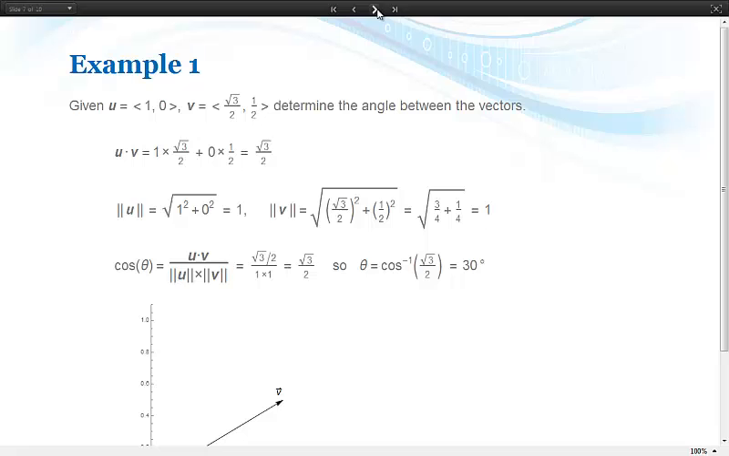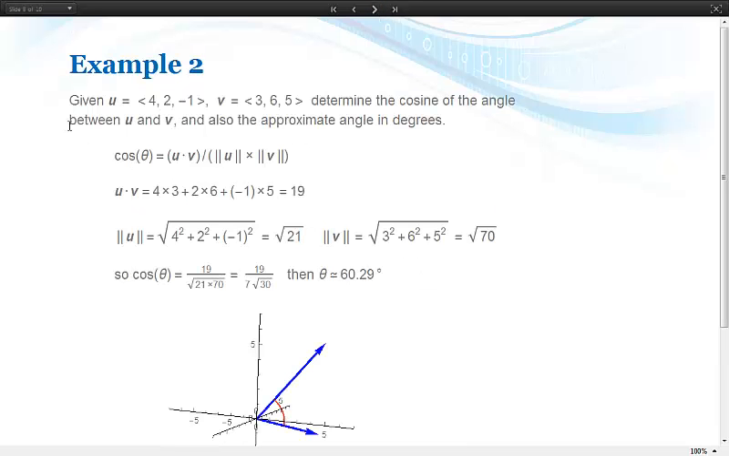We'll do another example that doesn't come out so nicely. Given a vector u in three-dimensional space, that is a vector in R3 with coordinates 4, 2, and -1, and a vector v with coordinates 3, 6, and 5, we can determine the exact value of the cosine of the angle between the two vectors, and also the approximate angle. And very often in computations, it will be enough to know the cosine of the angle. We won't need the exact value of the angle.